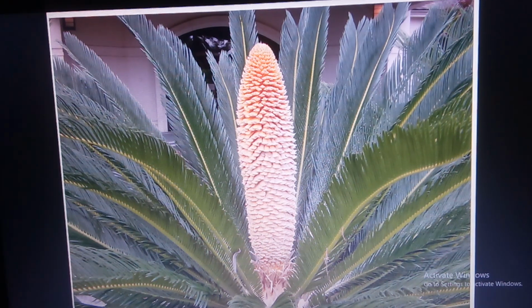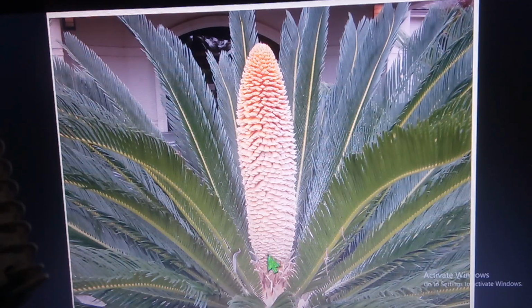This male cone is a compact structure. As you can see here, it is a very compact structure, cylindrical or ovoid in form, and also woody in texture. Each cone is very large, up to about 50 centimeters in length. In some Cycas species, it can reach a length of 50 centimeters or even more.